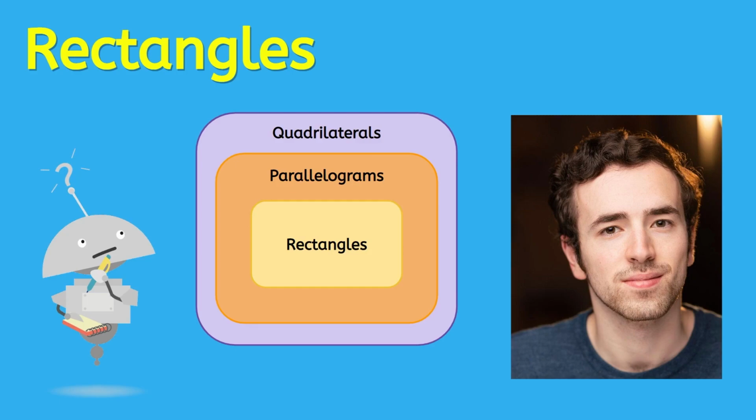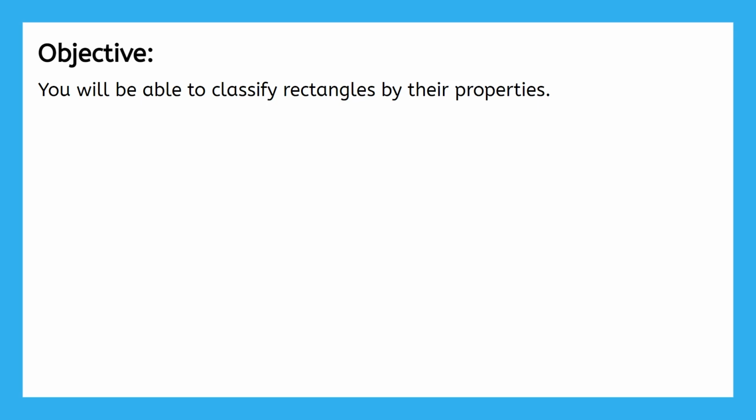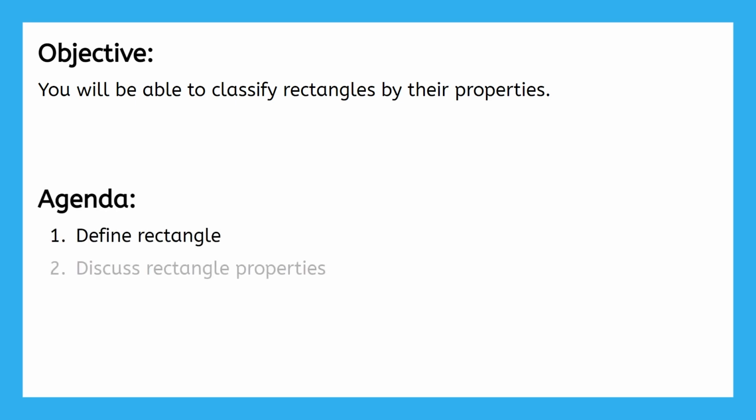In this lesson, we're going to be talking about rectangles, which are another type of quadrilateral. I'm sure you've learned about rectangles previously, but this lesson we're going to look at them through a geometry perspective. By the end of this lesson, you will be able to classify rectangles by their properties. First, we will define rectangle. Next, we'll discuss rectangle properties, and then finally we'll complete one practice problem.